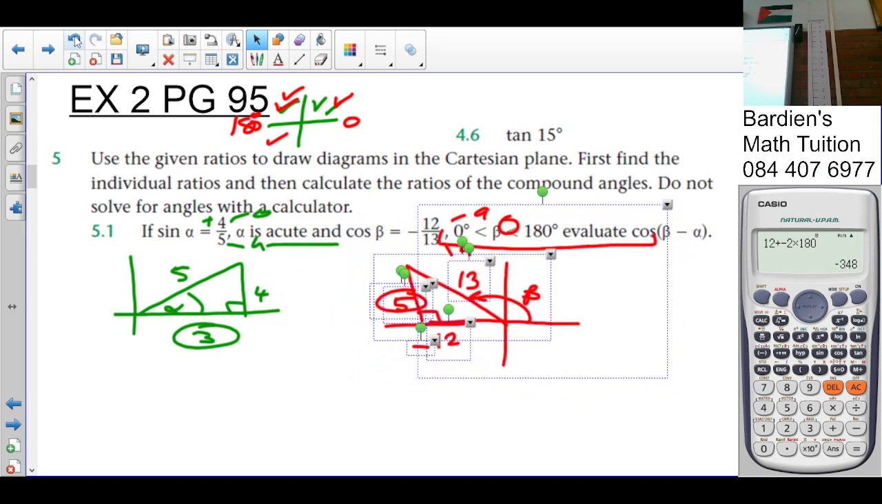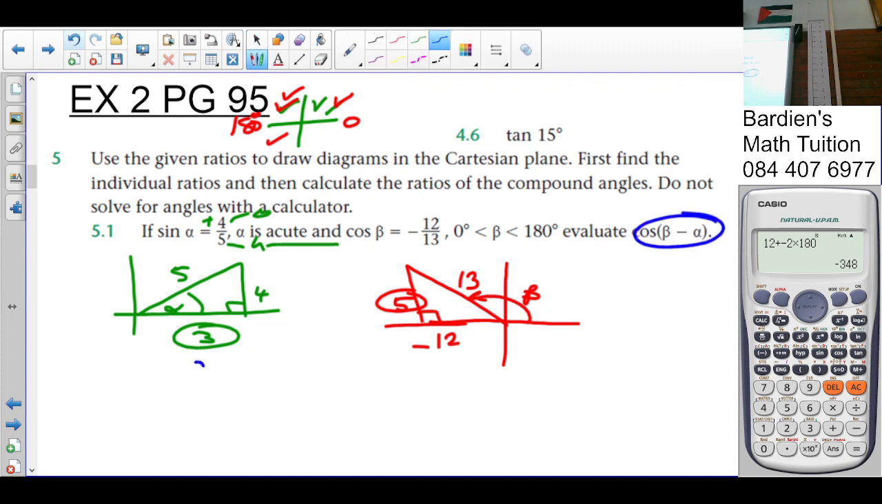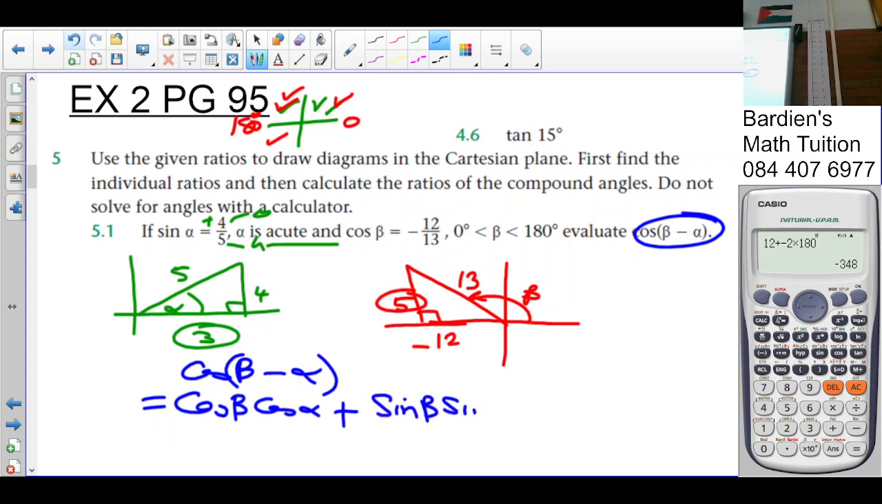The question was, must evaluate or determine or calculate what cos of beta minus alpha is. Now, can I use beta minus alpha in this diagram? No. We have a beta angle and we have an alpha angle. So what does cos beta minus alpha stand for? It's going to be cos beta cos alpha minus, no, plus sine beta sine alpha.